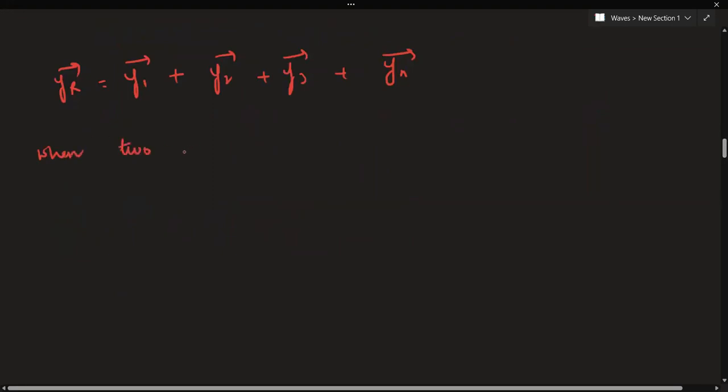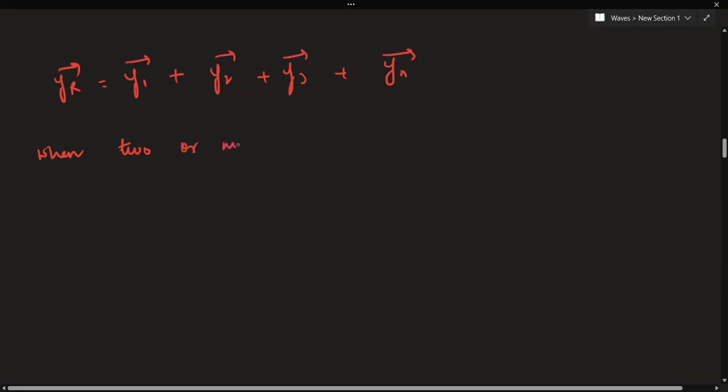And remember that there is no derivation for this. This is just a general principle which can be applied to various vector quantities. Since we are dealing with waves, I'll be writing particularly for waves. When you go to 12th, you will be dealing with different quantities.